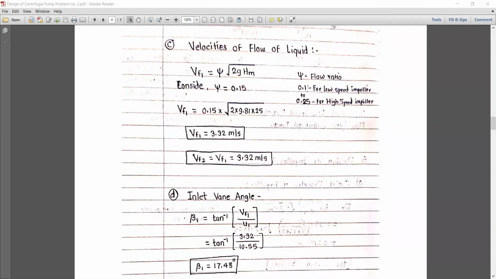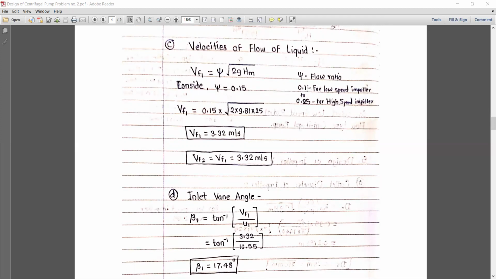Next one, we have to calculate the flow velocities. To calculate the flow velocity, Vf1 is equal to psi square root of 2ghm, where psi is a flow ratio, which is based on the type of speed of impeller. It lies between 0.1 to 0.25. If you have a low speed impeller, you can start from 0.1. If you have a high speed impeller, you can select up to 0.25. We are selecting psi equal to 0.15. So putting all the values, we get Vf1 is equal to 3.32 meter per second.